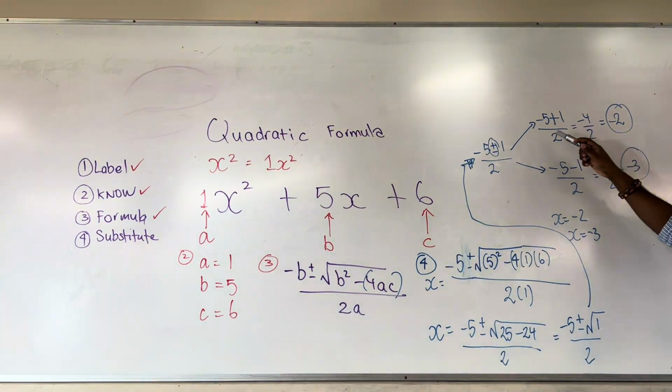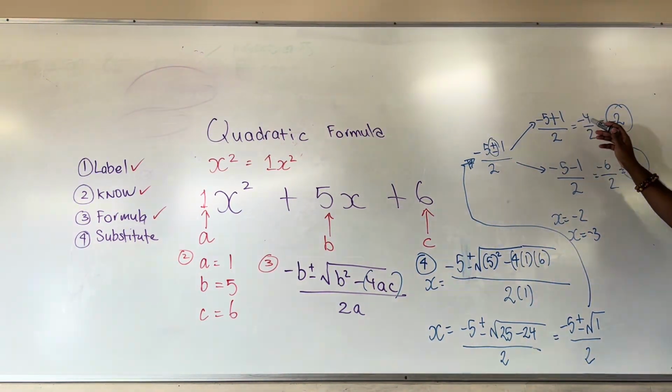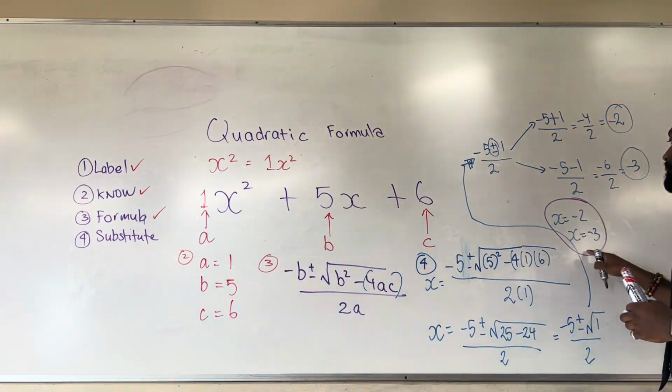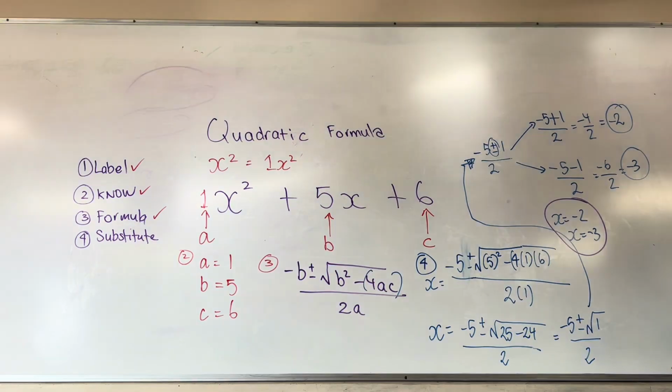So now we split this up. Negative 5 plus 1 is going to be negative 4. Divide that by 2 is going to be negative 2, because a negative divided by a positive is a negative number. And negative 5 minus 1 divided by 2 is negative 6 over 2, which is negative 3. Then to write down your final answer is this: x is equal to negative 2 and x is equal to negative 3.